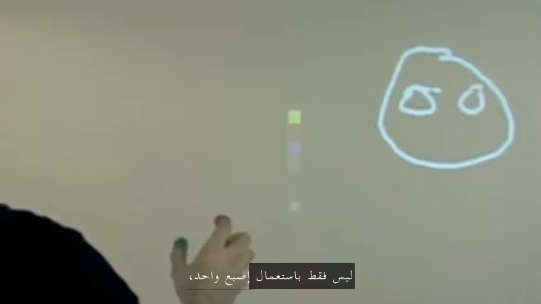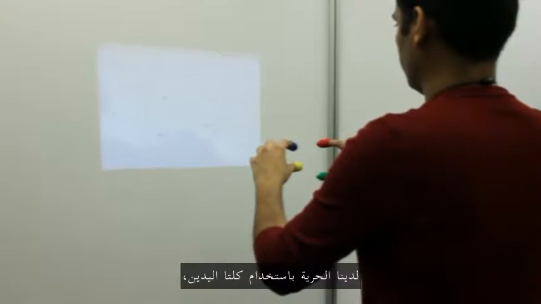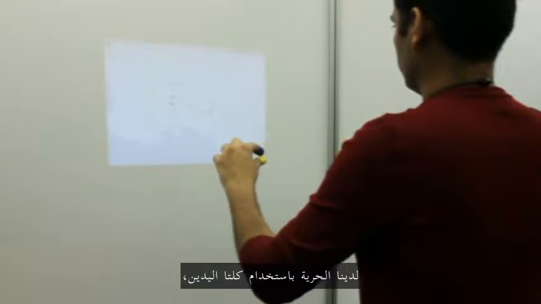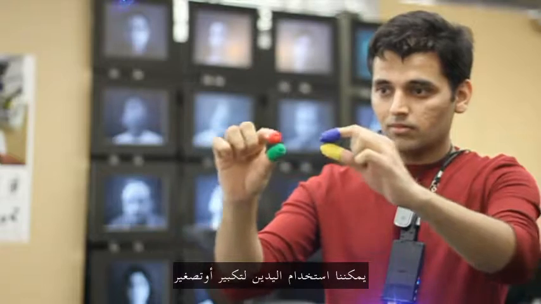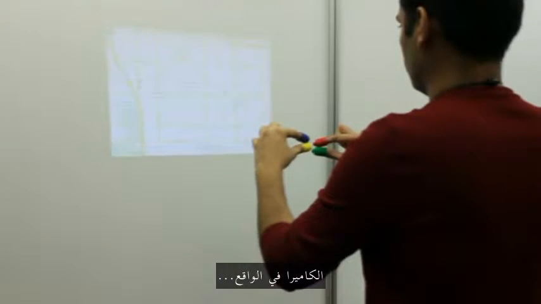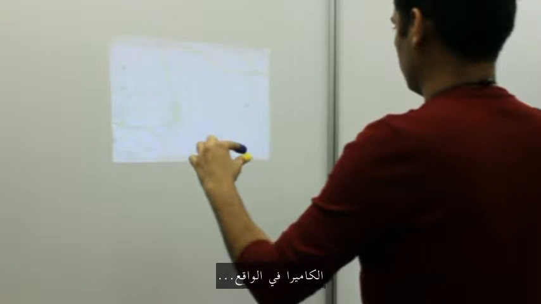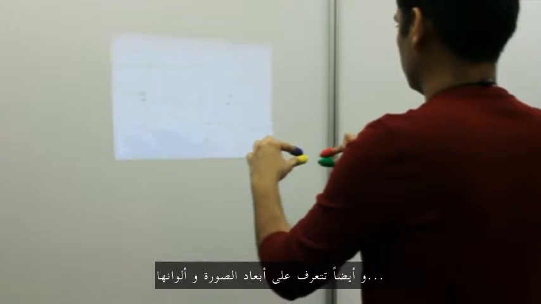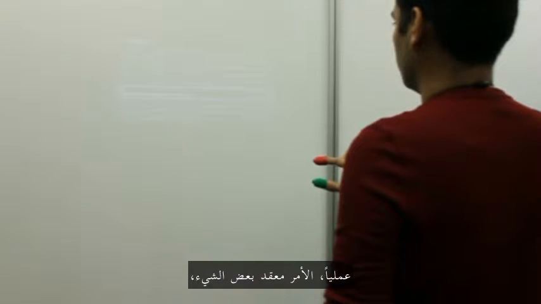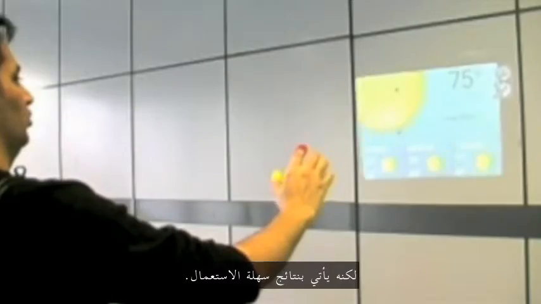But we are not only tracking one finger. We are giving you the freedom of using both hands. So you can use both of your hands to zoom in or zoom out of a map just by a pinching operation. The camera is getting all the images, doing the edge recognition and also the color recognition, and many small algorithms are running inside. So technically it's a little bit complex, but it gives you an output which is more intuitive to use.